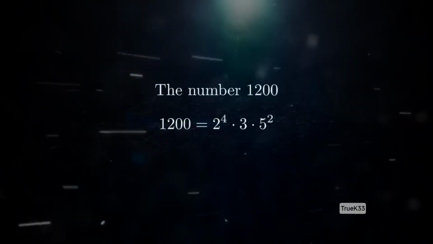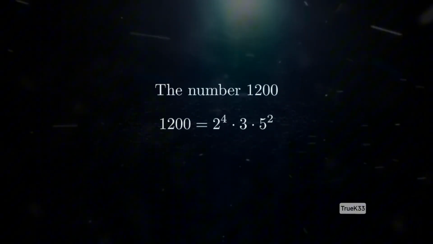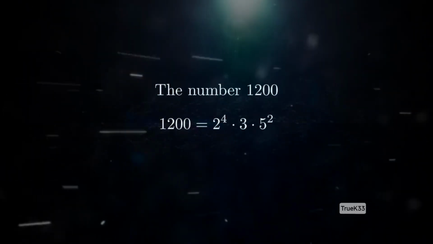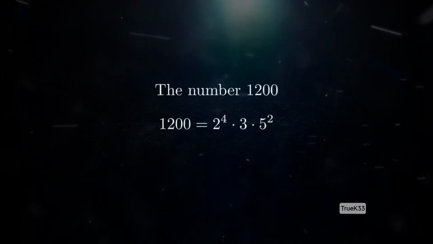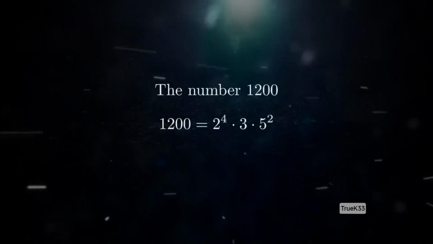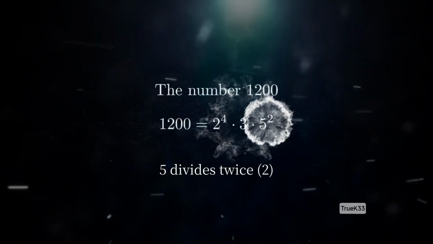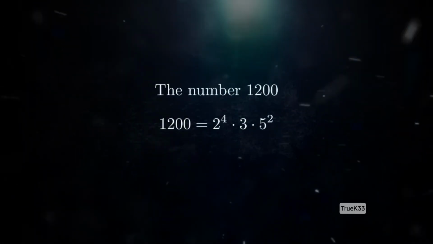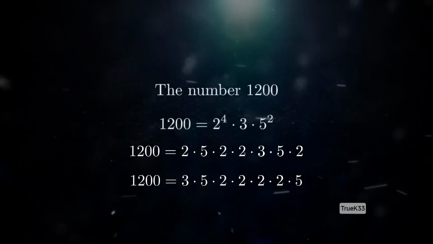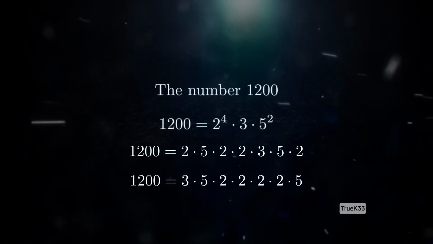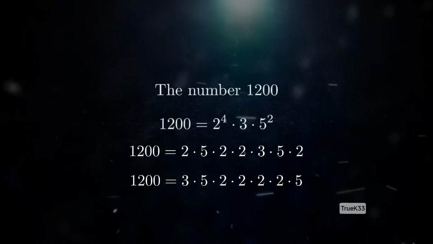Note that we may divide 1200 by the same prime more than once. The exponent indicates how many times we can divide 1200 by that prime. For example, 2 divides 1200 4 times, 3 divides it once, and 5 divides it twice. One important thing is that it doesn't matter in what order you do the division. The result will always be the same.